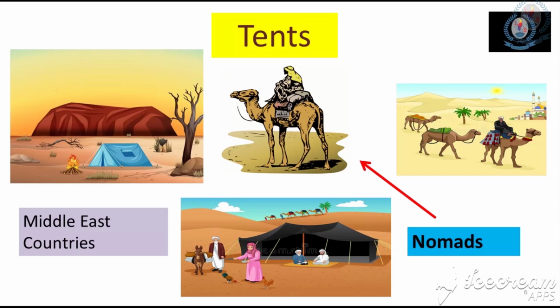What does nomads mean? Nomads are the people who live in different locations, moving from one place to another. We can see tents in Middle East countries. Can you tell me where do nomads live? Think about it.